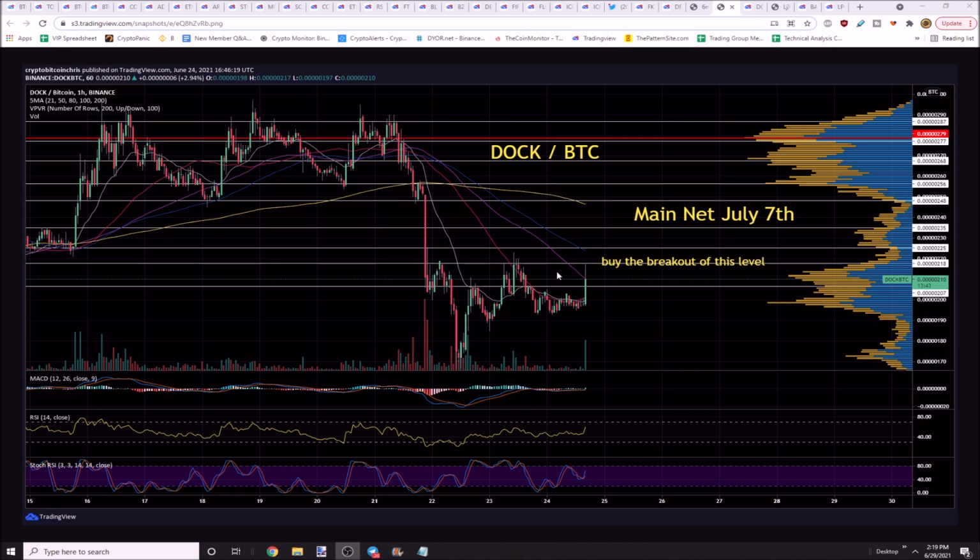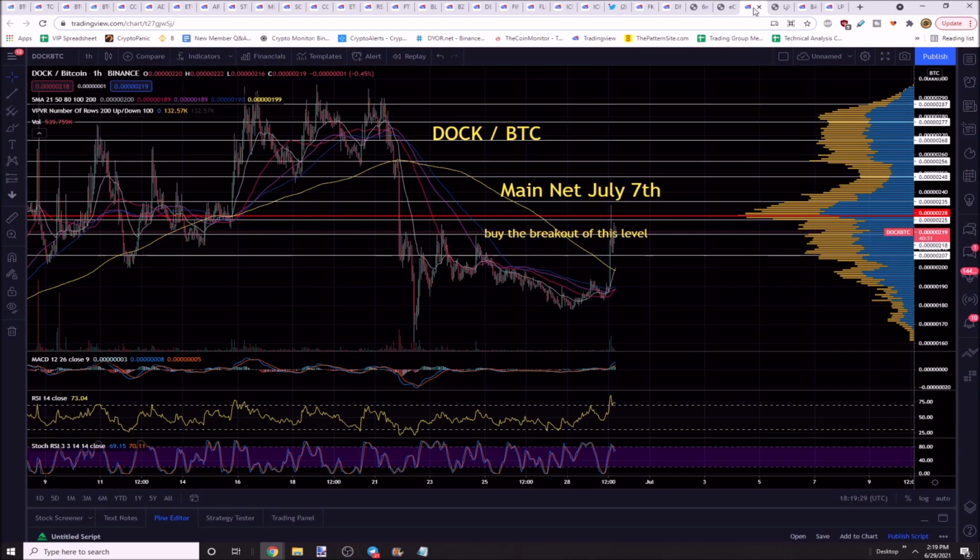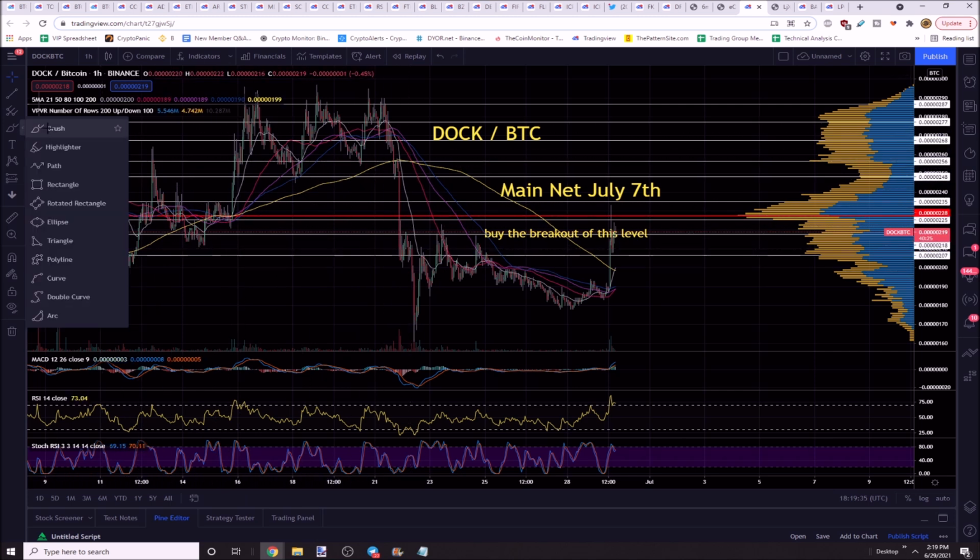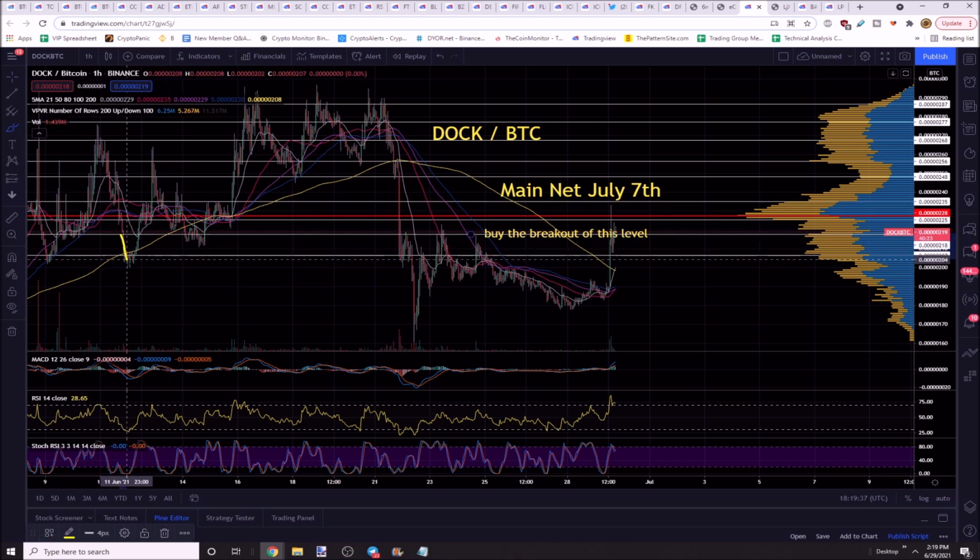Obviously Bitcoin has to cooperate here. This is a BTC trading pair, but just so you understand the idea, it was a buy the breakout of this level. Obviously Bitcoin didn't cooperate immediately. And so the important part I want to share with you guys is understand how the 200 simple moving average acts as support. And it's definitely a bullish idea to get some type of retest, and you get really nice bounces off the 200. Okay, this is a retest of the 200.